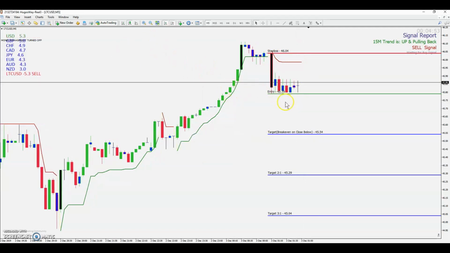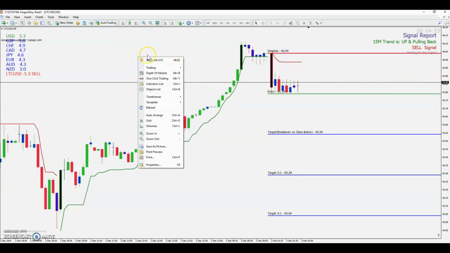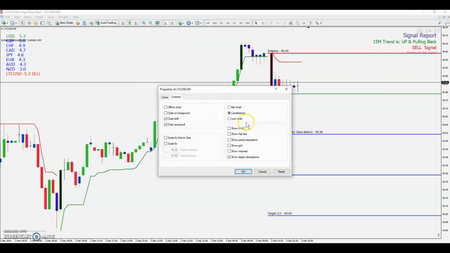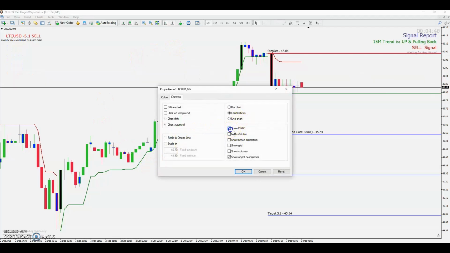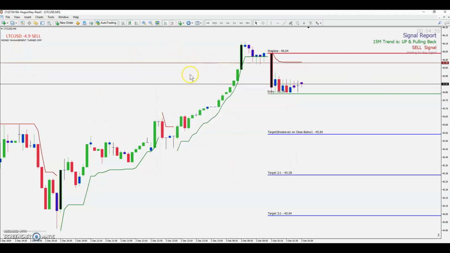By default, I think the charts show the bid close price, but you want to know what the spread is as well. So right click anywhere on the chart, go down to your properties and click on show ask line and hit OK. Now we can see the spread's ridiculous on the 5-minute, so I'm not going to trade the 5-minute.